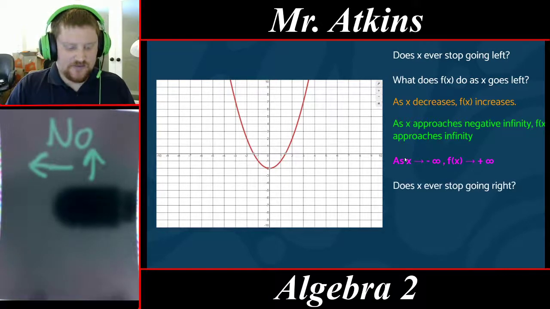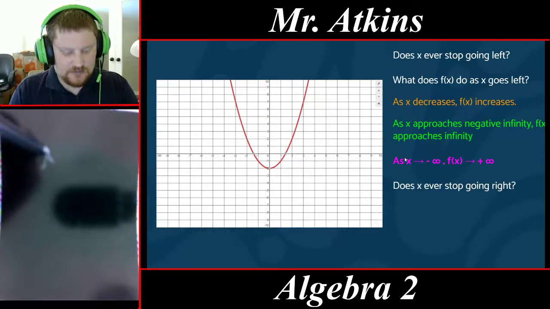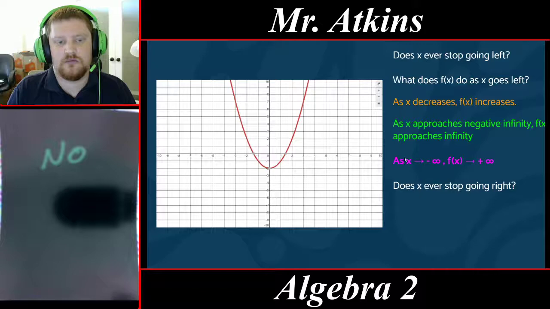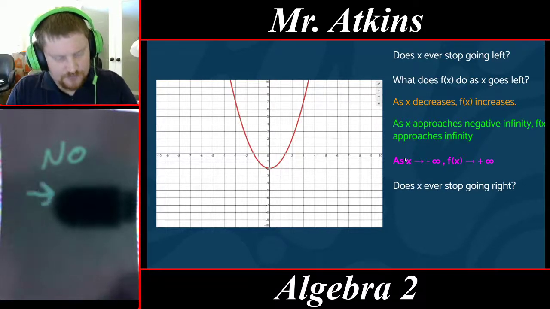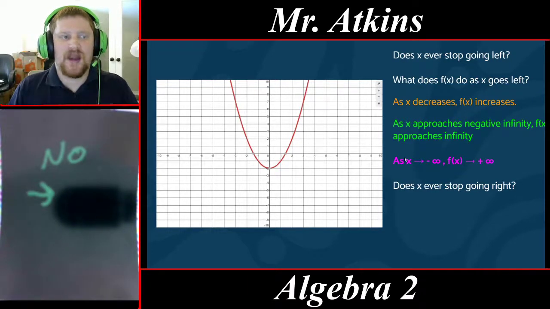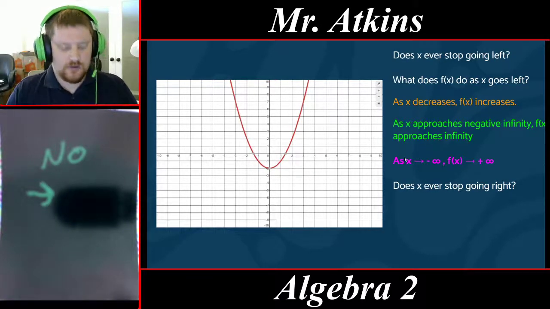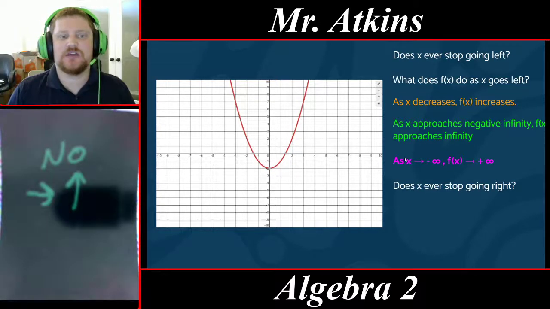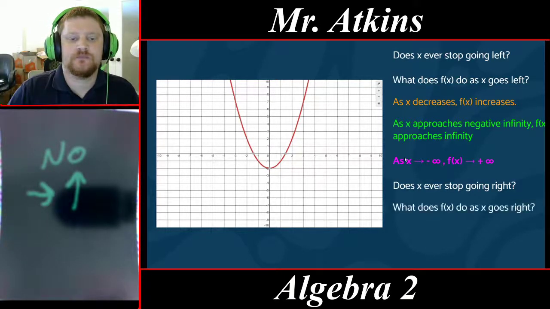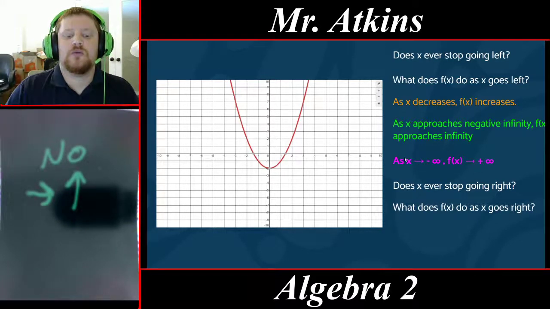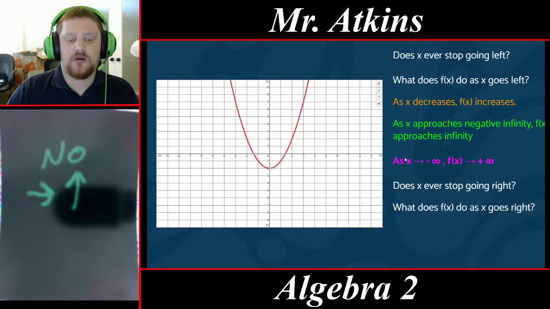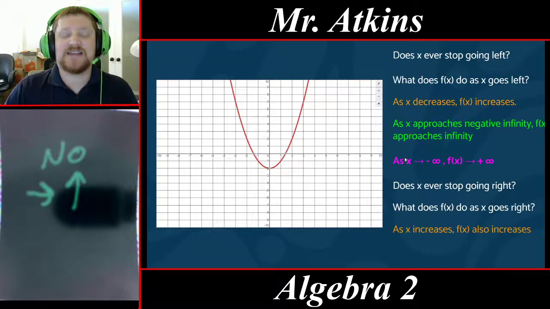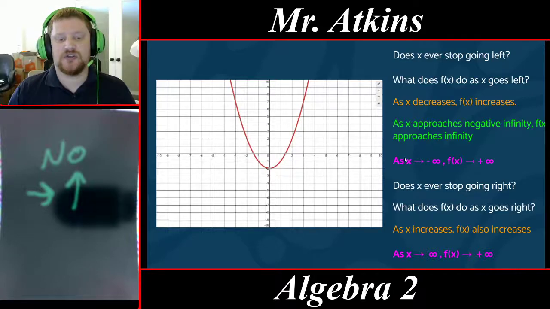So, does x ever stop going right? Once again, no. So if it keeps going to the right, what does f of x do? What does the graph itself do? In this case, that's perfect. It continues to go up. So we can word this the same way as we did before. As x increases, f of x also increases. And again, to write it in these fancy math terms, as x approaches infinity, f of x approaches infinity.